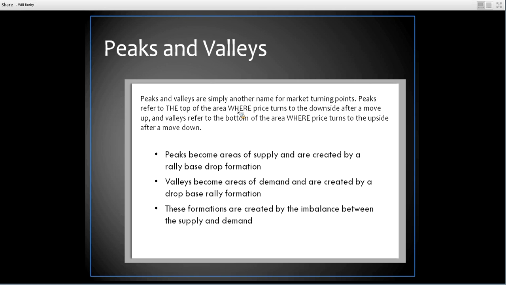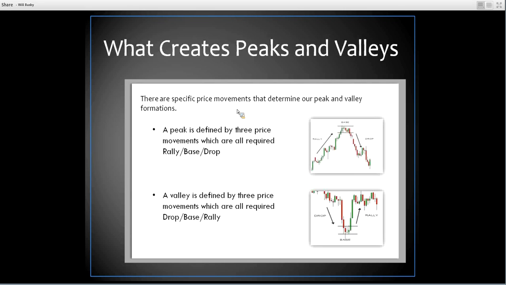Okay. Valleys do also become areas of demand. Notice I said a separation there. Peaks become areas of supply. Valleys become areas of demand. These are going to be created by a drop-base-rally. Okay? These formations are created by the imbalance between the supply and the demand. Now, there are specific price movements that do determine the peak and valley formation. So peak, like I mentioned moments ago, it is a rally in price, a base formation, and then a drop out of that particular level.